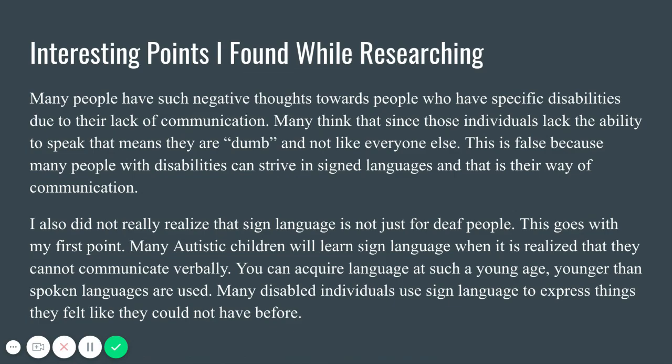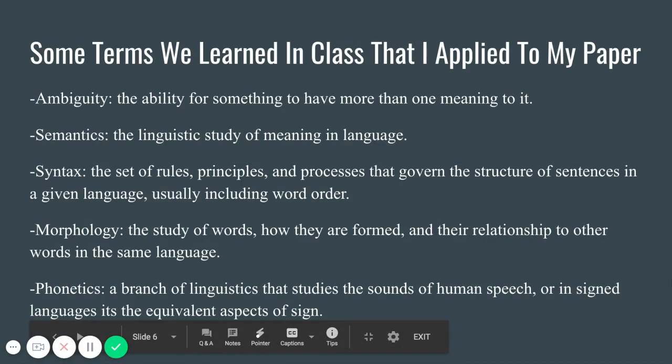And also a lot of people think that, I know the word dumb isn't the best way to describe it, but a lot of people think that people who are deaf or people who have a disability are dumb because they can't communicate or they can't hear, which is very false. And sometimes in some cases, these individuals are actually smarter than hearing or regular people.